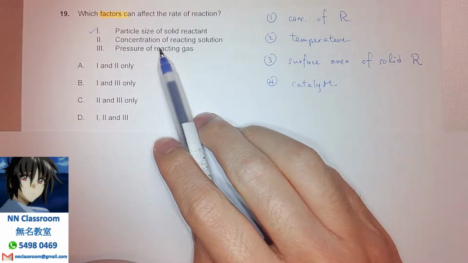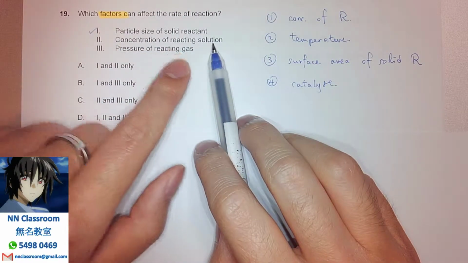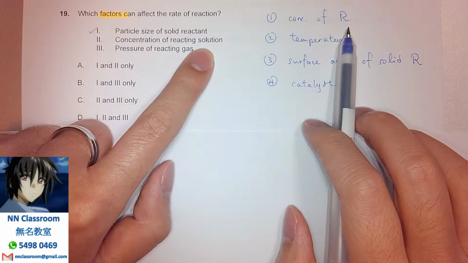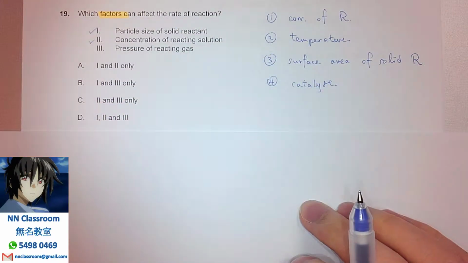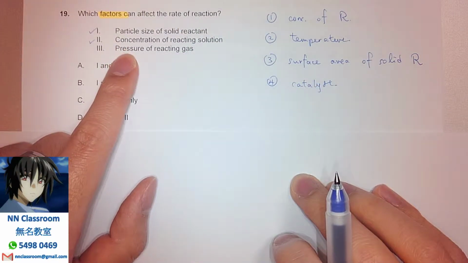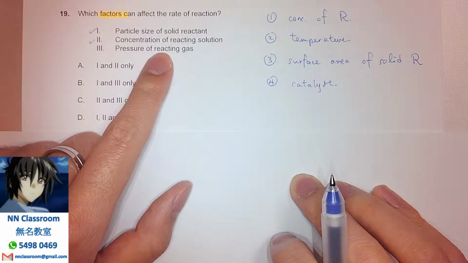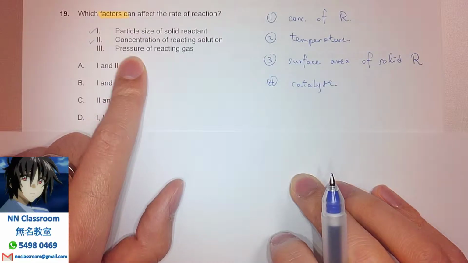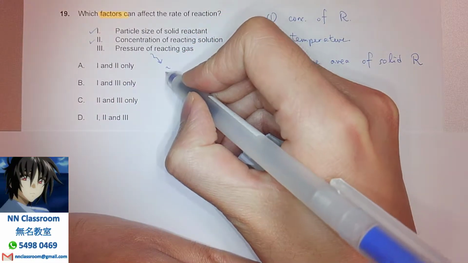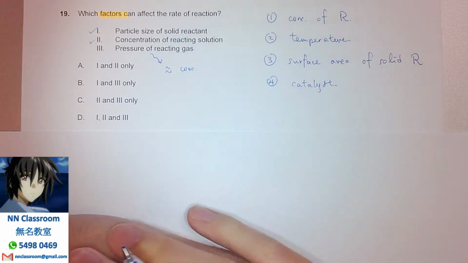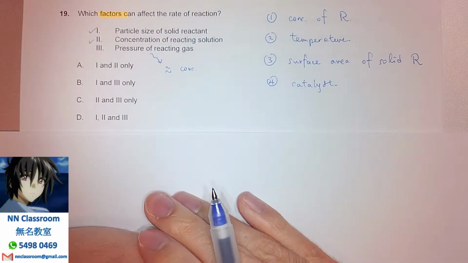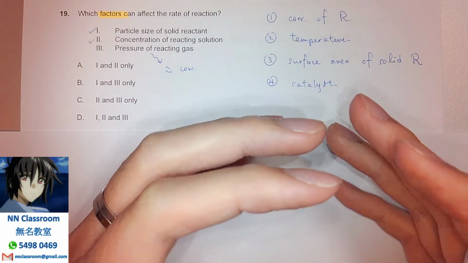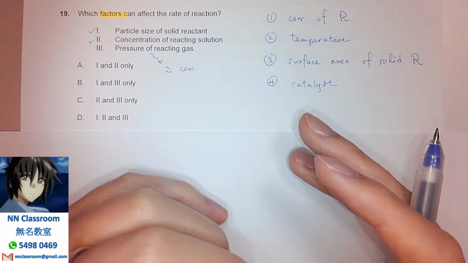Secondly, concentration of the reacting solution, obviously true because this is exactly the concentration of the reactant in solution form. True. Finally, the pressure of the reacting gas. Remember, whenever it is a gas, the concept of pressure simply means concentration. Why? Because if you imagine increasing the pressure of a gas, it simply means that in a fixed space, we add more gas particles.